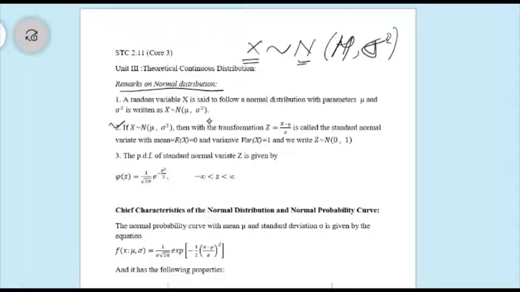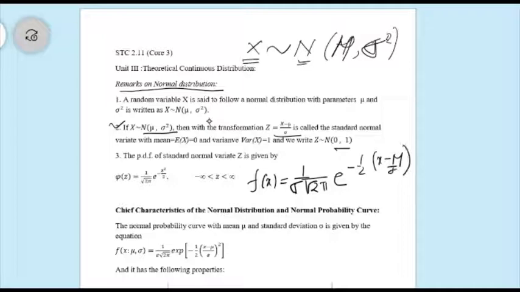Second one, if X is a normal random variable with mean mu and variance sigma square, then the transformation z equal to x minus mu by sigma is called the standard normal variate with mean 0 and variance 1. And we write z follows normal with mean 0 and variance 1. Now our original normal distribution function was f of x equal to 1 by sigma root over twice pi e to the power minus half x minus mu by sigma whole square.